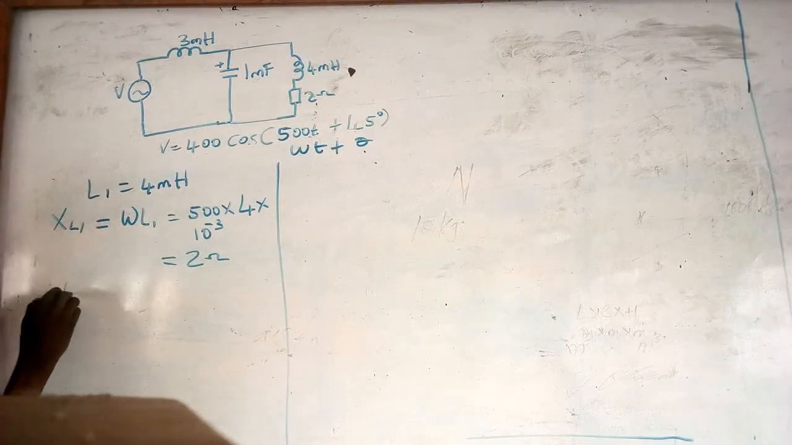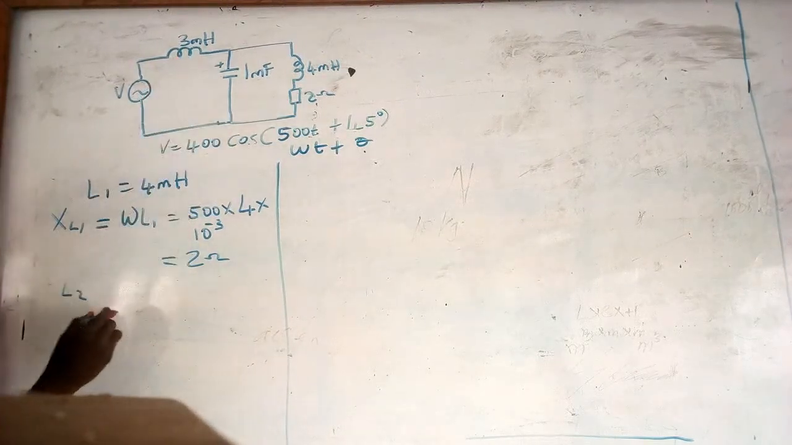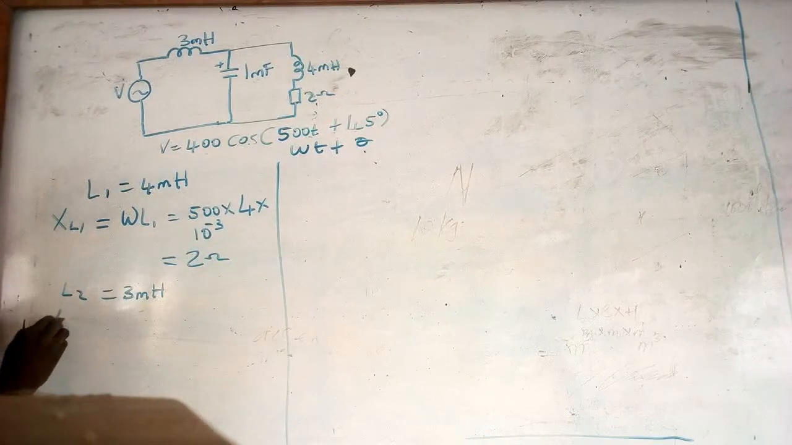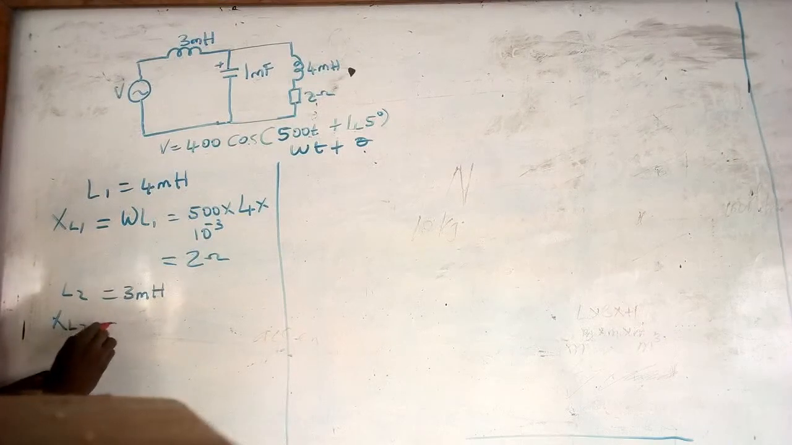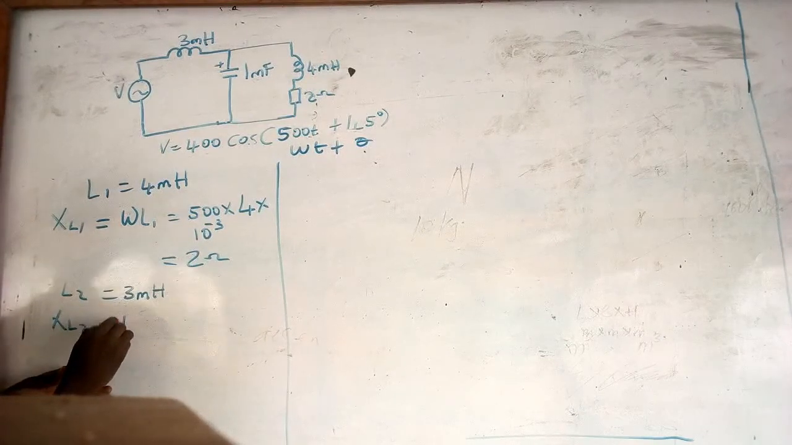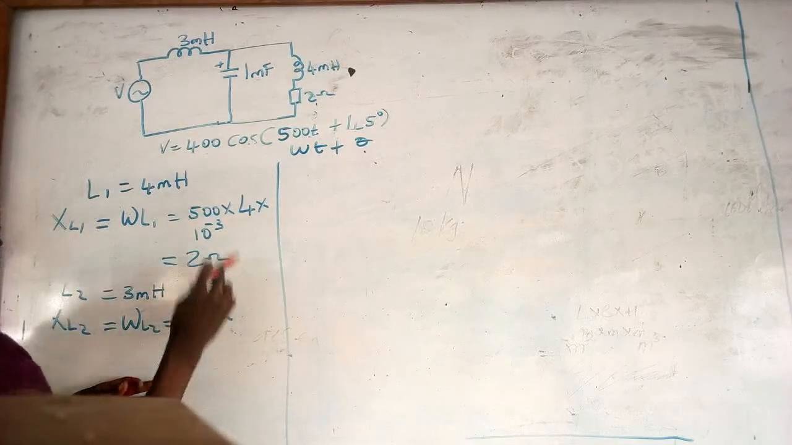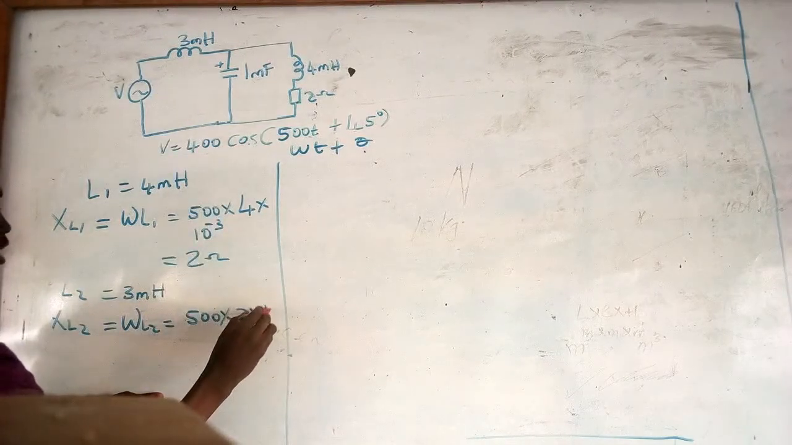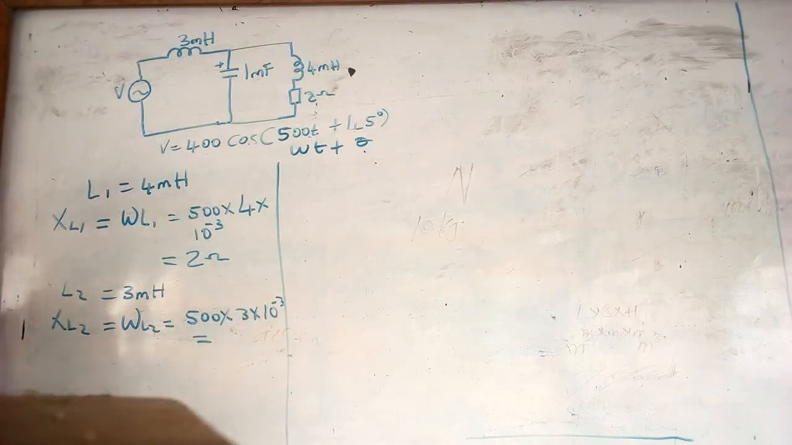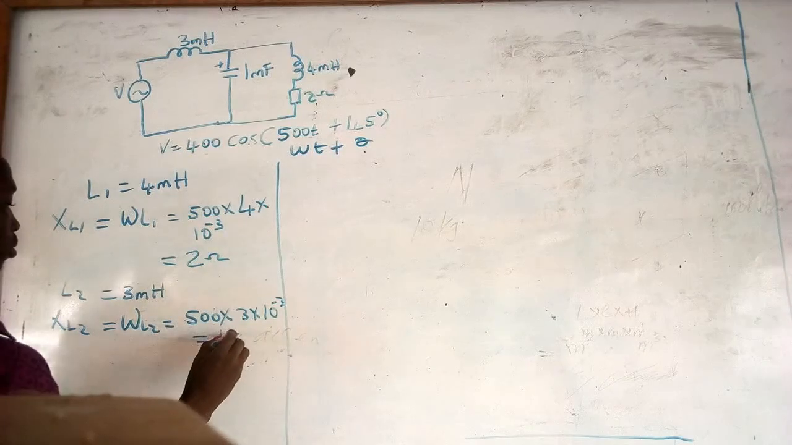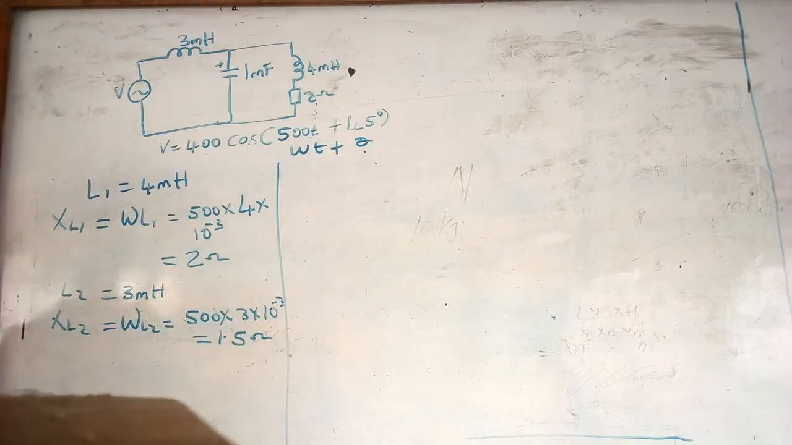The next one is L2, the secondary side. We have it to be 3 millihenries, and our inductive reactance for the secondary inductance is going to be ωL2. That's also 500 times 3 times 10 raised to minus 3, and that should give us 1.5 ohms. Good, so we are done with that.